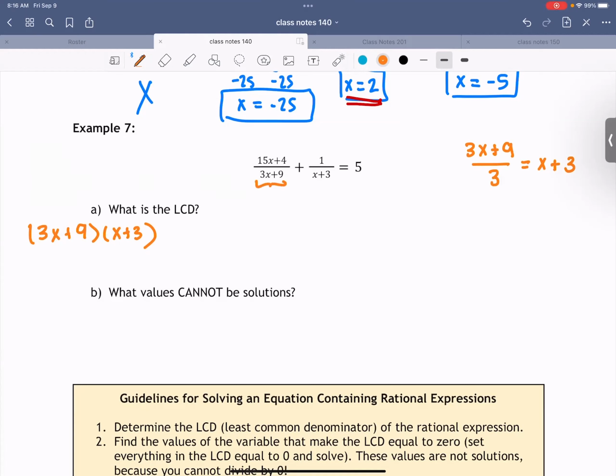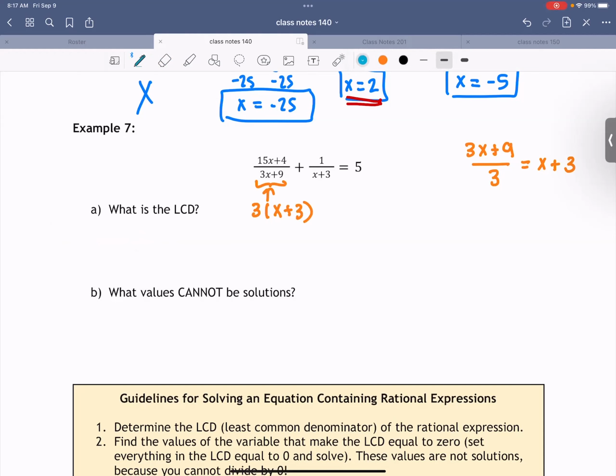Okay, so essentially what you're saying is that 3x plus 9 is 3 times x plus 3, right? You can factor out a 3 from the denominator, okay? So instead of writing the question like this, maybe I can factor the denominator and get something a little bit easier to work with, okay? So now I know the denominator isn't just 3x plus 9, it's 3 times x plus 3.